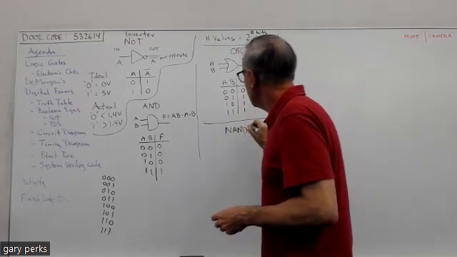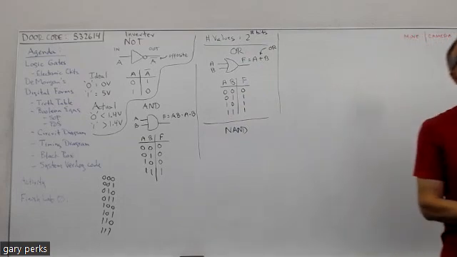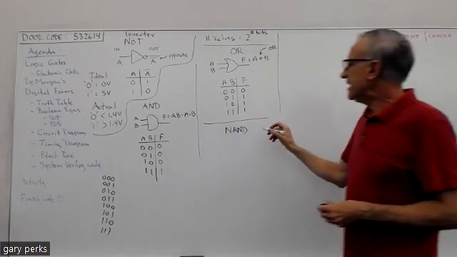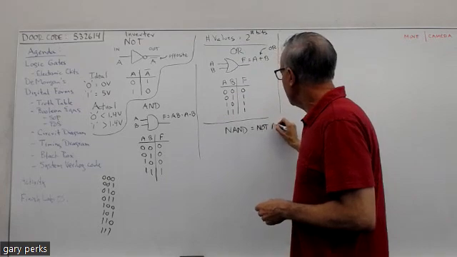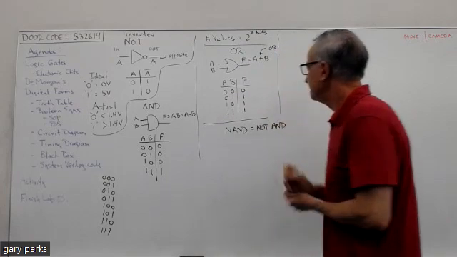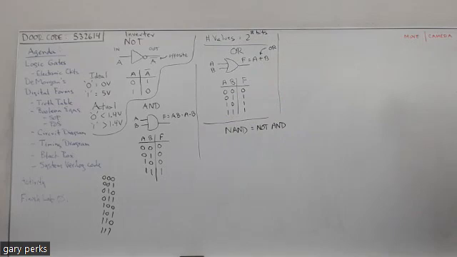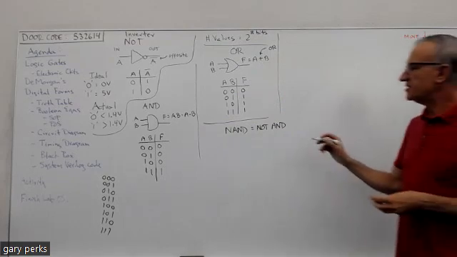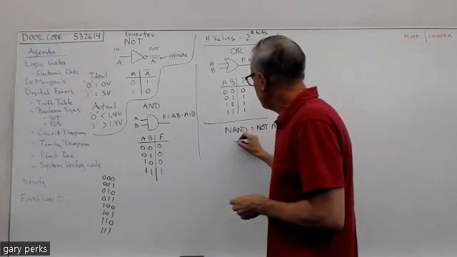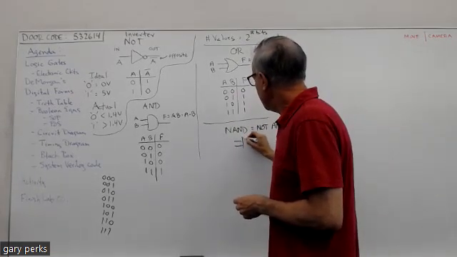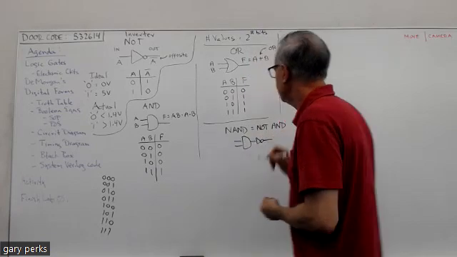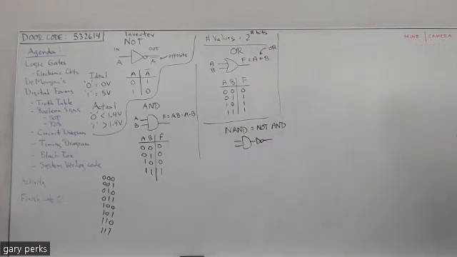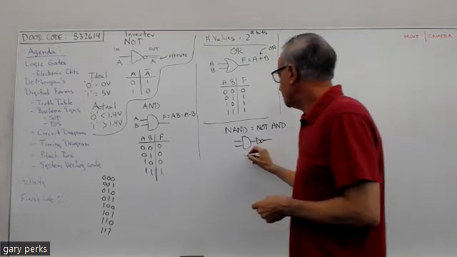One of those other gates I want to go over is called a NAND. NAND is short for "not AND". And the reason why we say it's not AND is because a NAND gate is equal to an AND gate with an inverter on the output. And the symbol for a NAND gate looks like this.